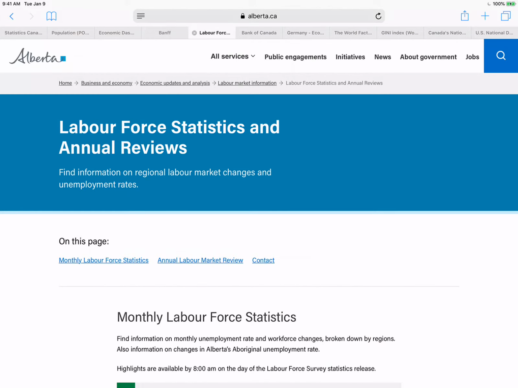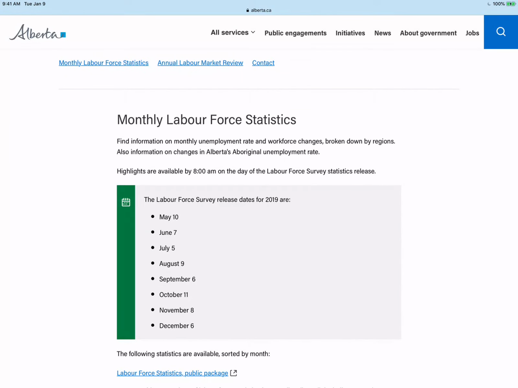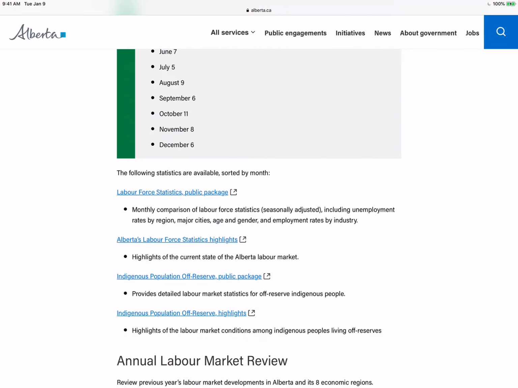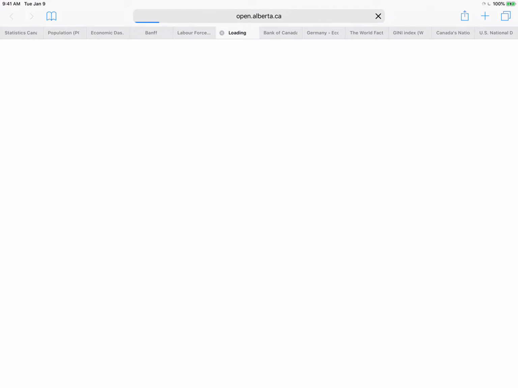We already looked at unemployment rates in multiple sources, right? So you can go and get the unemployment rate from Statistics Canada. You can get the provincial unemployment rate from the Alberta dashboard. But you can also go and get provincial information about unemployment and the labor market from the labor force statistics at the alberta.ca website. So the monthly labor force statistics reports, we want the public package that's listed here.